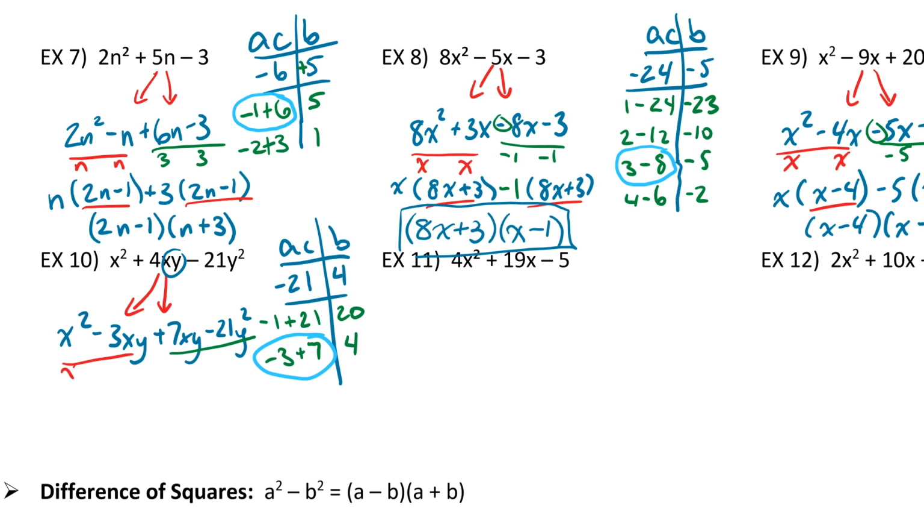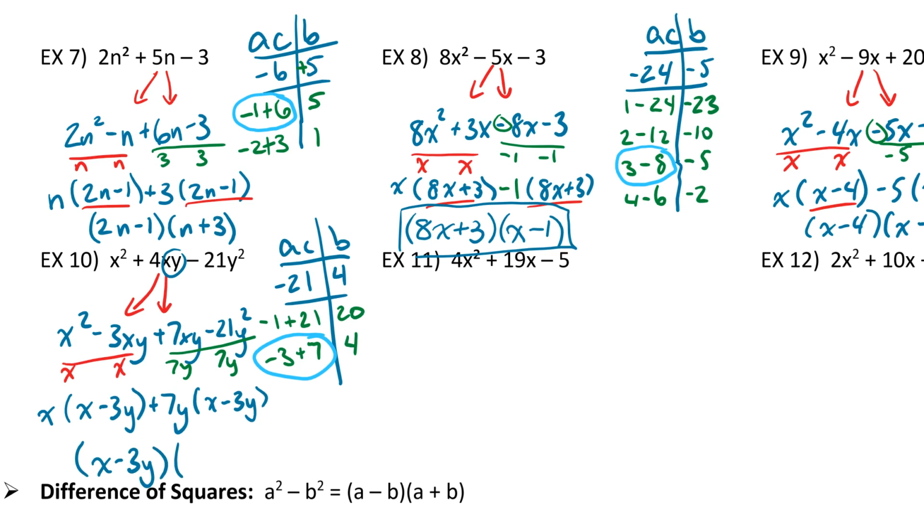So for the first group, we can take out an x from each. So we're going to have x times x minus 3y. From the second group, we can take out a 7y. So we're going to have plus 7y times x minus 3y. Insides match, so we're going to have x minus 3y times x plus 7y.